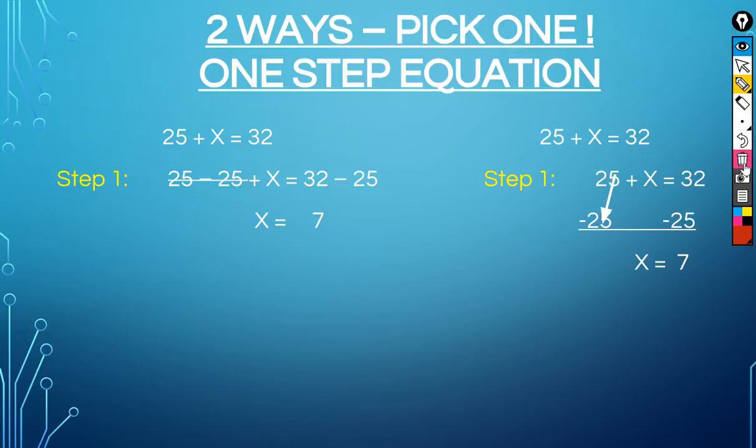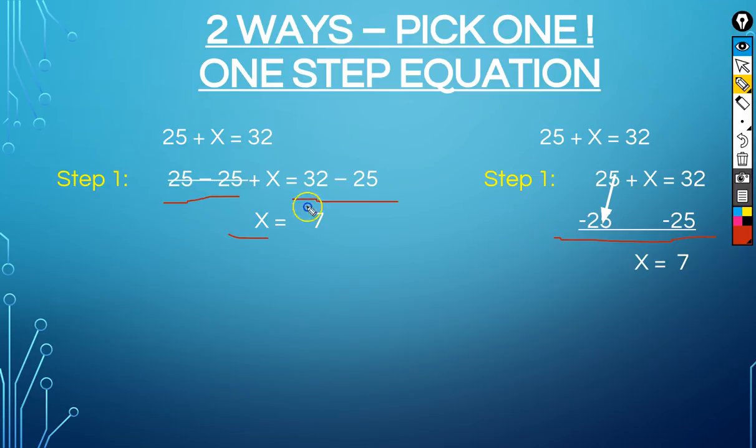And then on this one, they just kept it all in a straight line. On this one, they wrote it underneath. There is no difference. You will get the same answer. Some people just learn differently visually, so use whichever one makes most sense to you. So 25 minus 25 is just 0. We don't need to write x plus 0. We can just leave it blank. So we essentially got rid of our 25. Now x is by itself on the left side. But don't forget about your minus 25 on the right side.